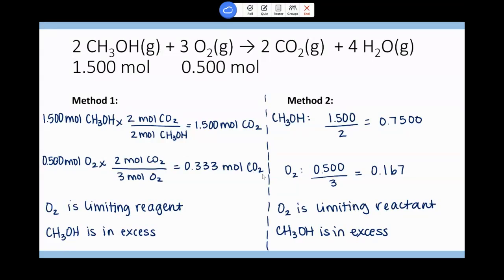The second method is taking the mole amount of both reactants, dividing by its coefficient, and whichever result is lower, that also tells you what your limiting reactant is. So this one's a little bit quicker, simpler calculation, but with the first method, if you're trying to find the amount of some product formed, you've already calculated the mole amount, so it can be productive depending on what the question is.